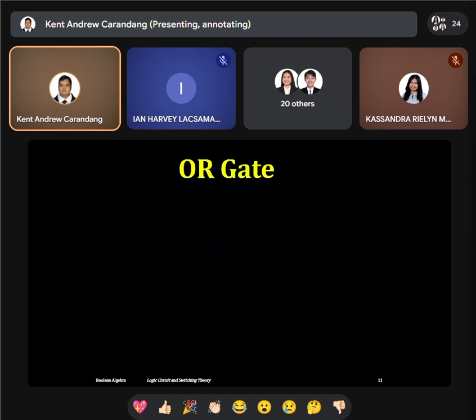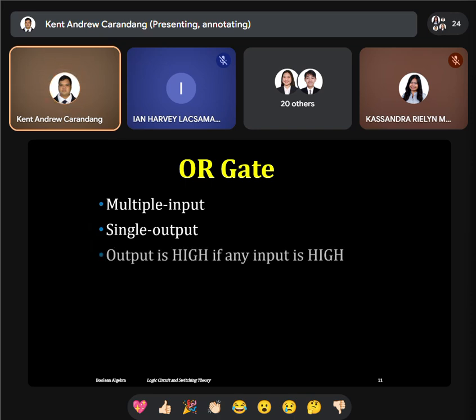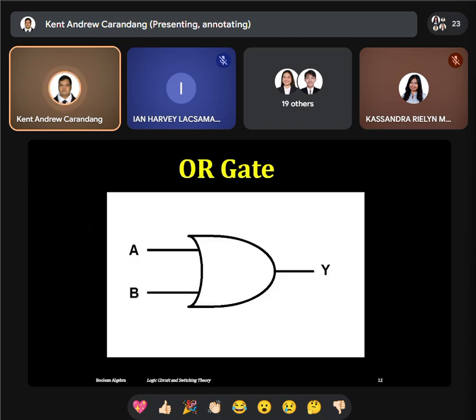Okay. So the OR gate. The OR gate has multiple inputs, a minimum of 2 inputs, incrementing by 2, and a single output. The output is high if any input is high. So this is the schematic for the OR gate.